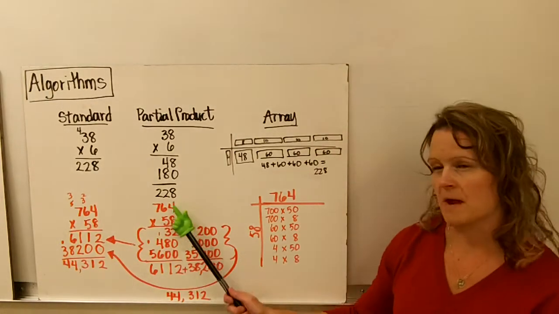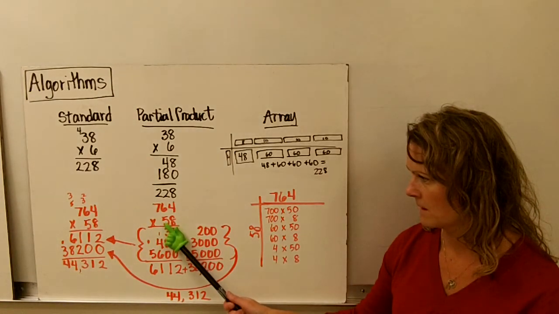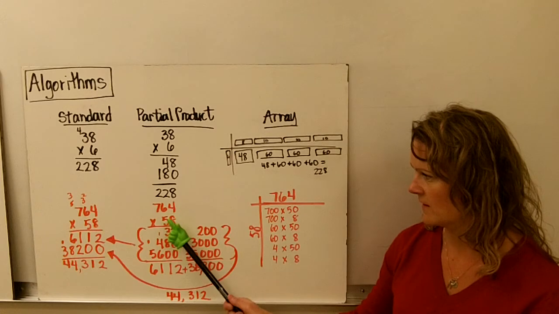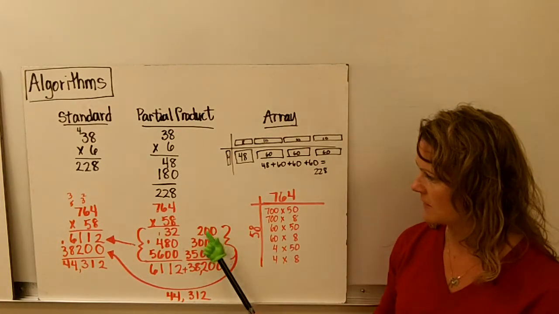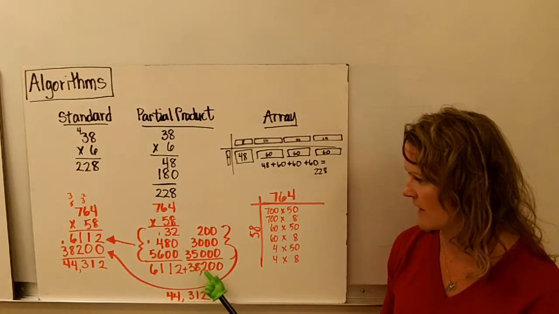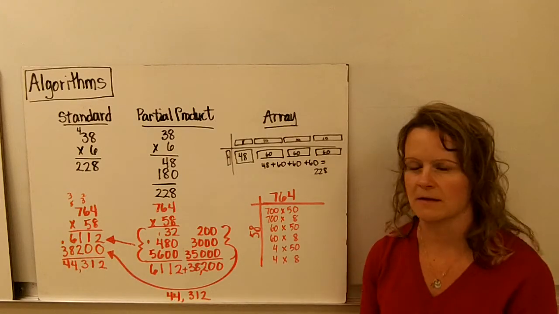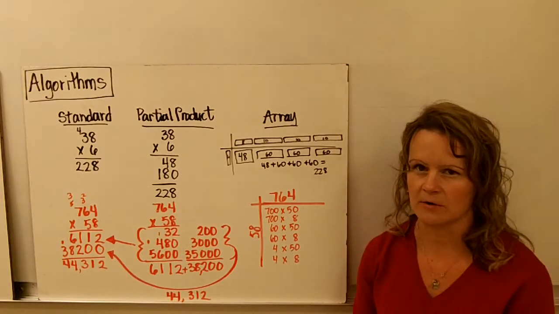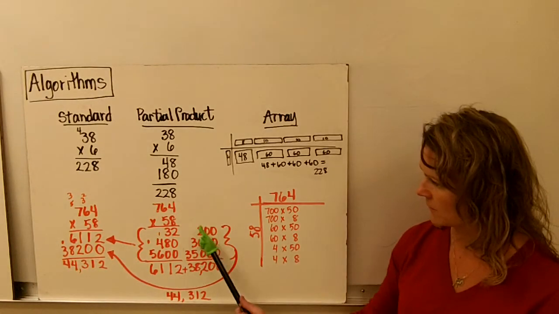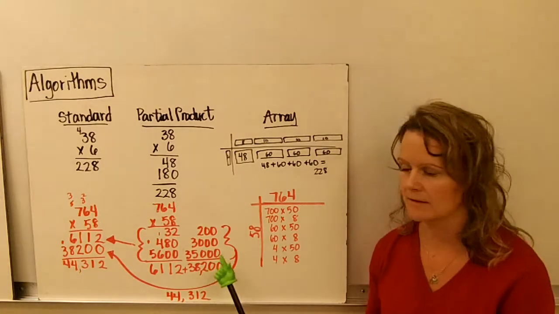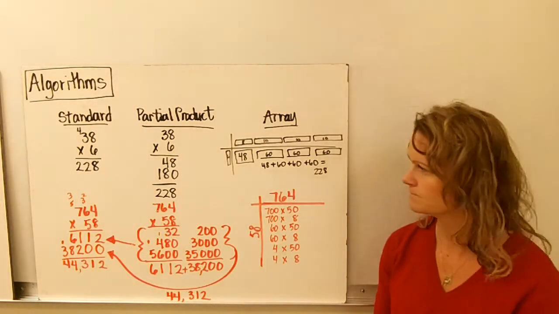Now I'm going to continue because I'm not done with my partial product multiplication. Now I have to take 50 times 4, which is 200, 50 times 6, which is 3,000, and 50 times 7, which is 35,000. And then I'm going to add up those partial products, and I get 38,200, which, of course, if you look back over here, that's what I got on the second row here for the standard algorithm. So, of course, when I add up these 2 rows, I get 44,312. And when I add up all of my partial products here, I get the same answer, 44,312.